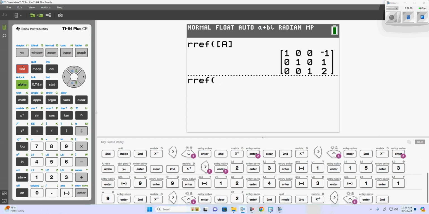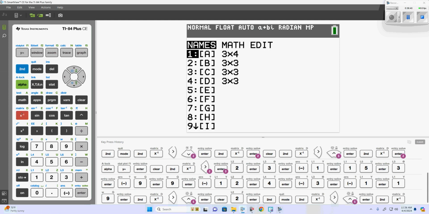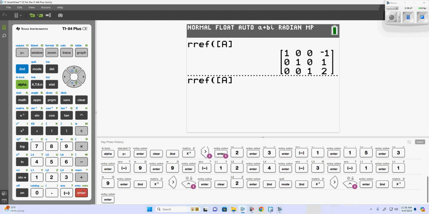So we got that there. Now we need the matrix A. So we are going to go second matrix again. Now that first list lets us recall those matrices, and use them with different properties. Since we put it into A, we should have RREFA. Yes? And then we would hit enter.